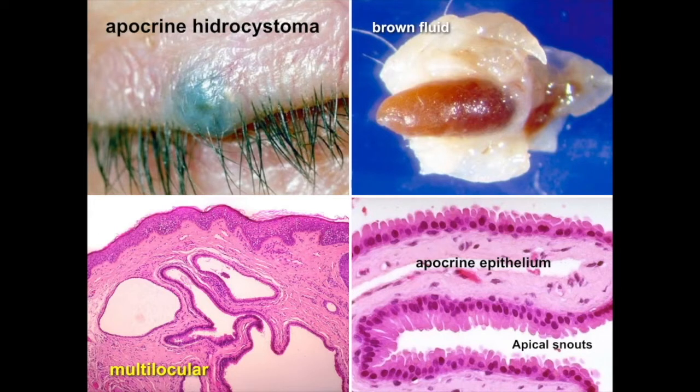They may appear blue or very dark clinically and can be confused with melanocytic lesions. They appear dark because they're filled with brown fluid, as we see in the gross section. The lining shows apocrine differentiation. They're called apical snouts of decapitation secretion. The apical cytoplasm makes up the secretory product. These tend to be more multilocular, and sometimes they verge on the cystadenomatous.